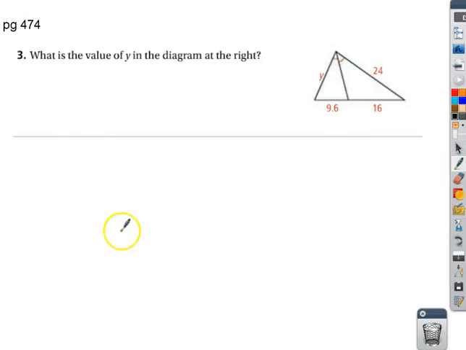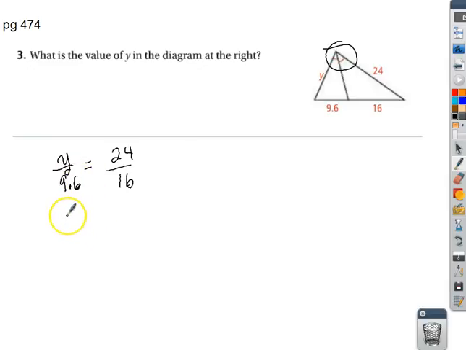Go ahead and do this one real quick. Hopefully you set up the problem similar to what I'm doing. I'm going to do y over 9.6 is equal to 24 over 16. I'm pretty consistent. I always go boom, boom, boom, boom. The key was that it was an angle bisector.